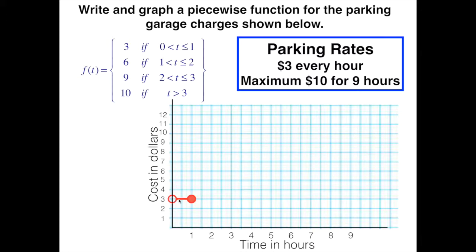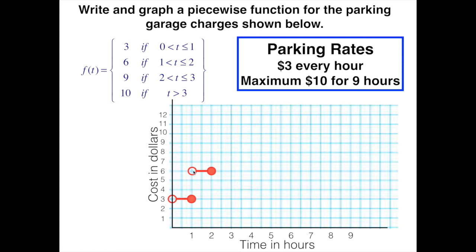I want you to look at this graph here, and I want you to kind of surmise and at least guess what the next one's going to look like. And this is a closed circle because at 1 hour, it's only going to cost you $3. The next one says between 1 and 2 hours. What's that going to look like? That should look like an open circle here and a closed circle here.